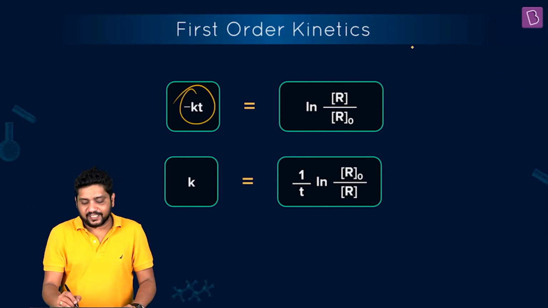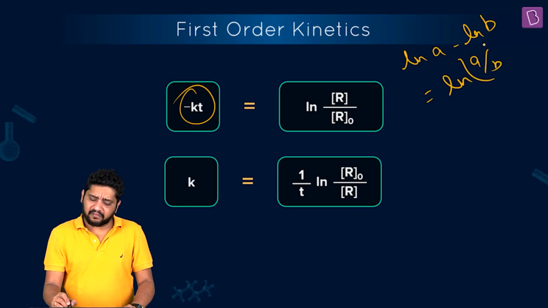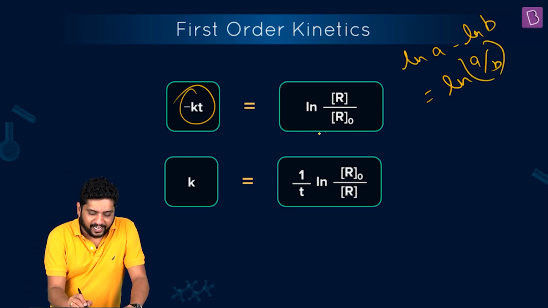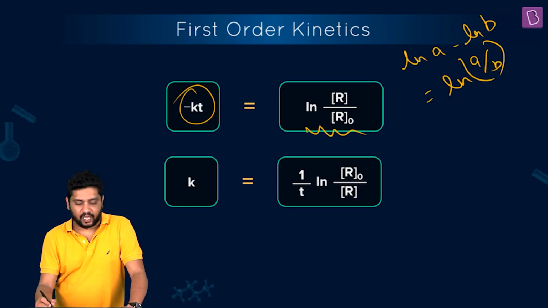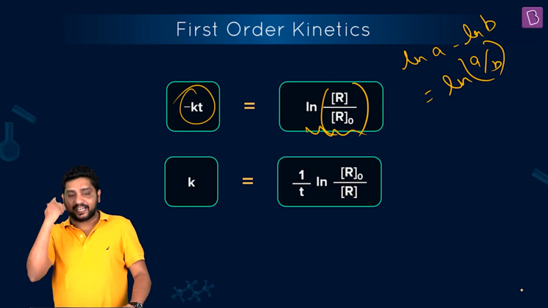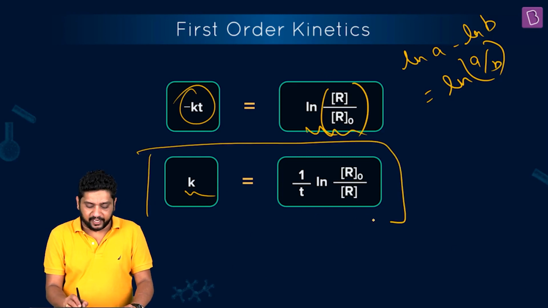See, ln a minus ln b, you have to remember this. The relationship in logarithm is ln a by b, right? Even in log it's the same thing: log a minus log b is log a by b. So ln R minus ln R naught is ln R upon R naught. This is the concentration of reactant at time t and time t equal to 0. So k will be equal to 1 by t ln R naught by R, right?